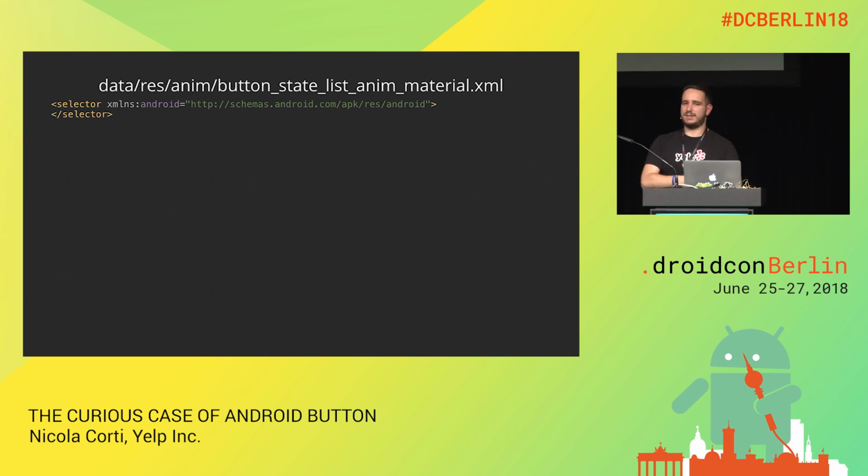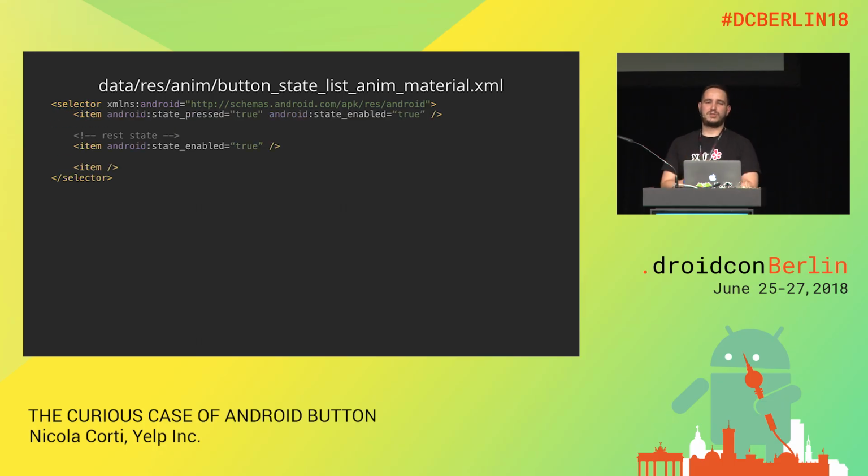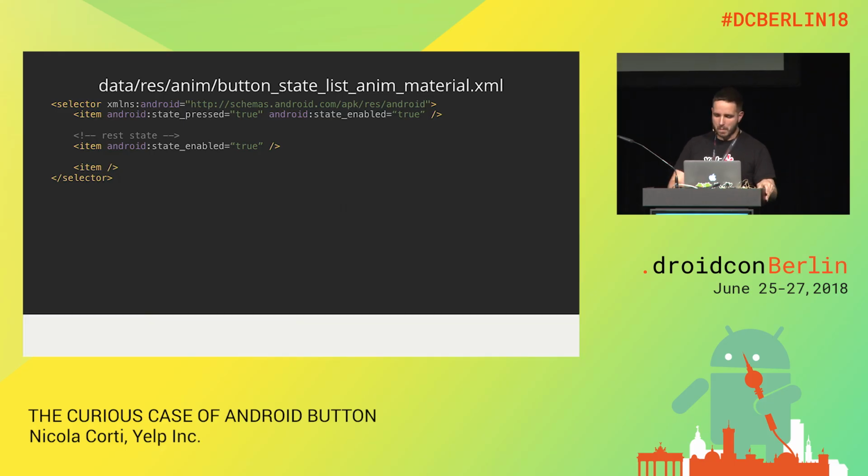So this is a state list animator. It's another tool provided by the Android framework that allows us to animate attributes when the state of our widget changes, and explain how those attributes should change. In this case, we have 3 items. The first one is when the button is pressed and enabled. The second one is when the button is enabled. And the last one is all the other cases, for example, when the button is disabled.